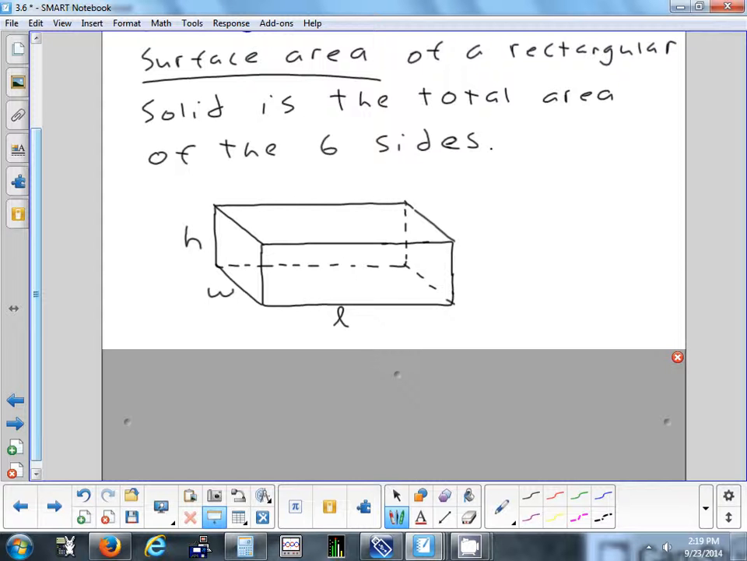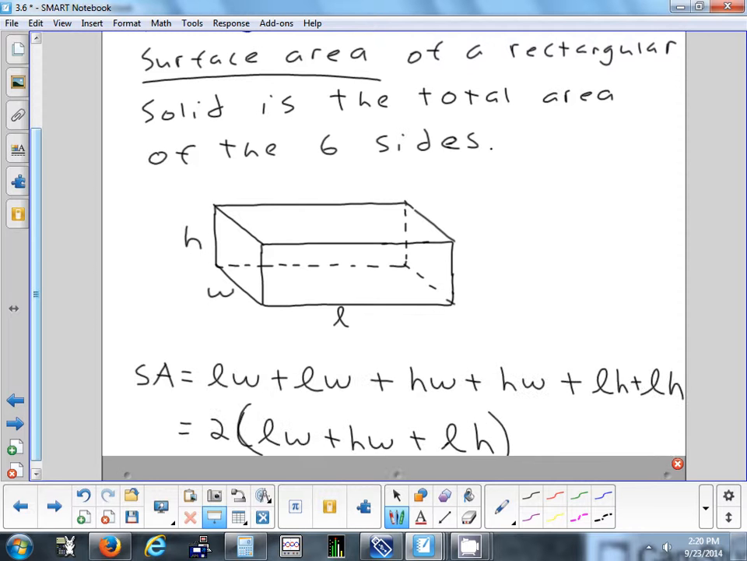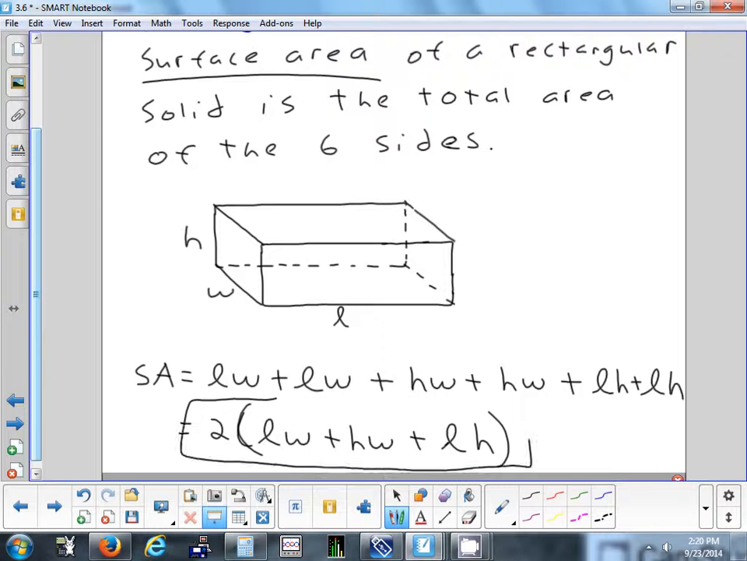Area of a rectangle. Yeah, you multiply the 2 dimensions. Length times width, or if it's width and height, whatever they are. And how many of each rectangle do we have? 2. Okay. So what our formula becomes, that's what you need to write down. The 2 comes from there being 2 of everything. Length times width, that's the rectangle on the top and on the bottom. Height times width, that's the rectangles on the left side and the right side. And length times height.